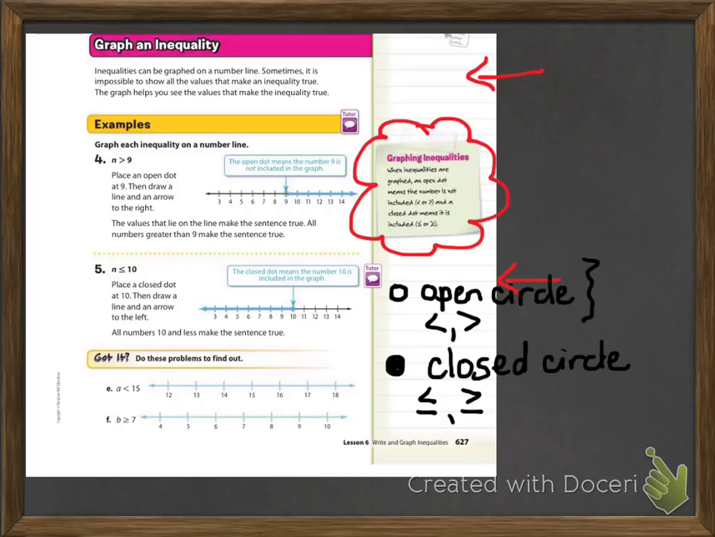When we use a closed shaded in circle, we're saying that the answer could be equal to whatever that number is, but it could also be less than or greater than. So let's go through some examples so this would make much more sense.